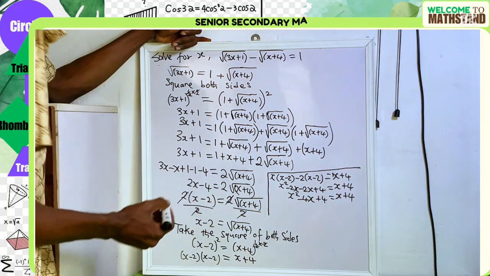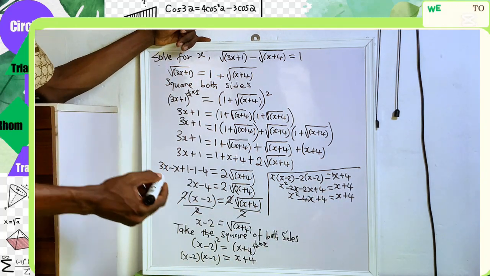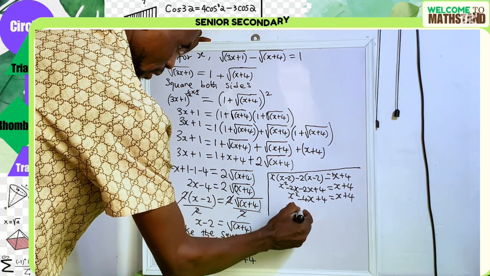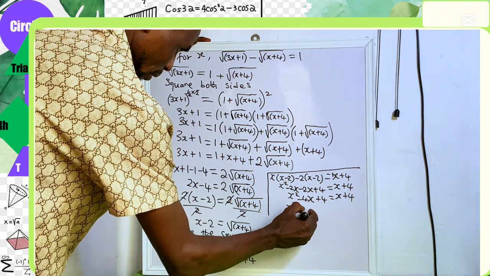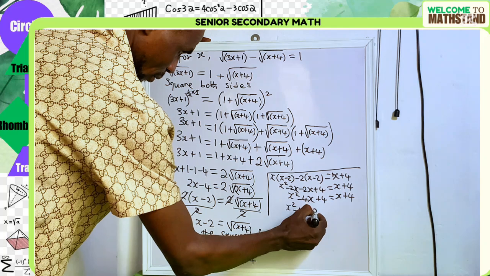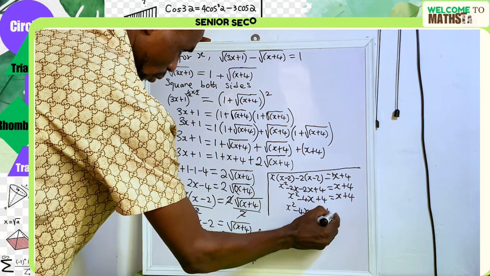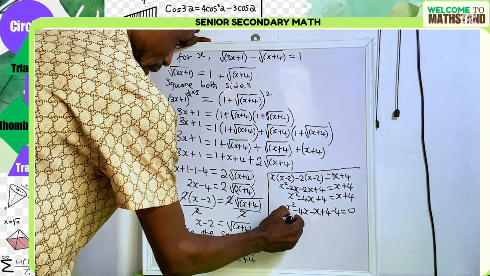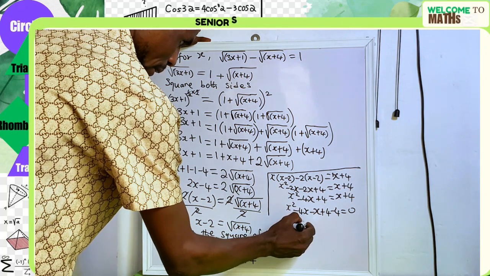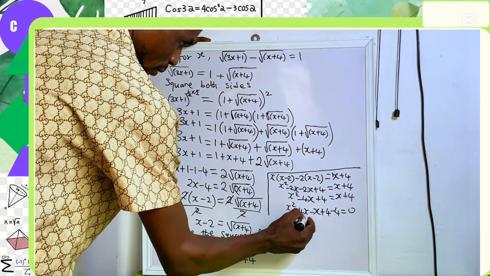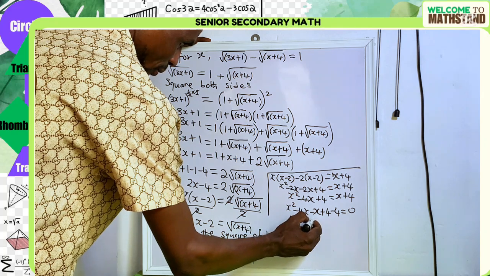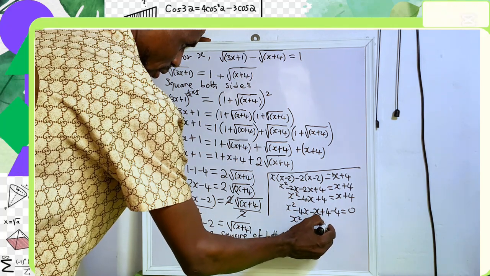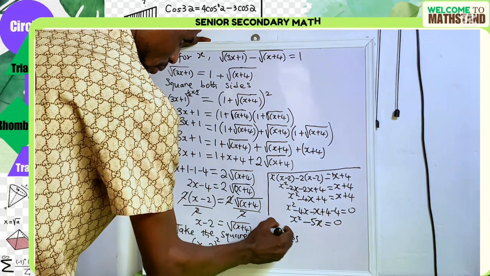We now change to a quadratic equation. So let's collect like terms. We have x squared minus 4x. Take the x down here, it will be minus x, and plus 4. Take the 4 down here, it will be minus 4, equals 0. So from here we have x squared minus 4x minus x, that will be minus 5x. And 4 minus 4 is 0, so therefore it equals 0.